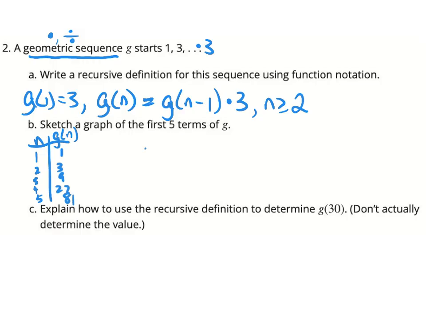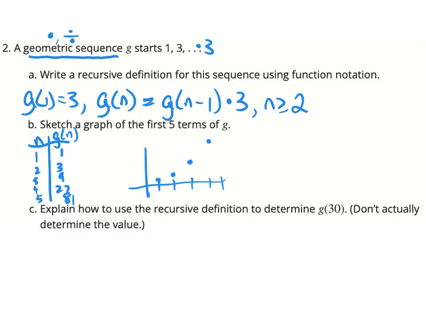So now to sketch a graph of the first 5 terms. 1, 2, 3, 4, 5. 1 is real low. Then it goes to 3. Then it goes to 9. And then 27 and 81 is way up here. And we can see this graph is starting to curve. Geometric sequences make curved graphs.